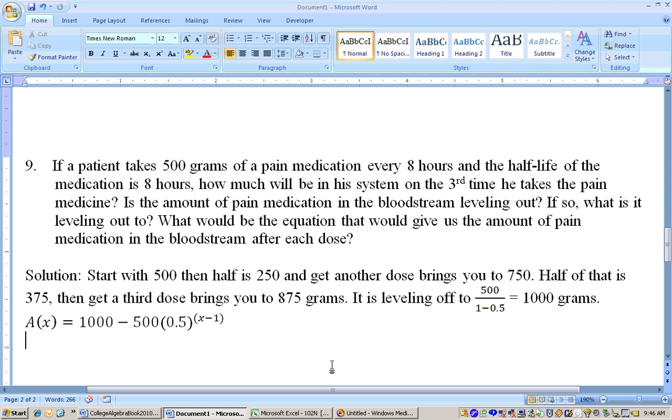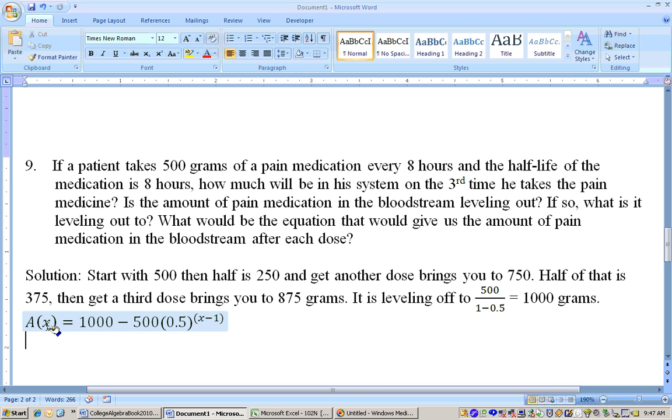Now, the equation is equal to the amount that it levels off to, 1,000, minus the amount that you started off with. Well, 1,000 minus 500 is 500, times the percent that remains, 0.5, raised to the x minus 1. So this should be the equation that would give us the amount of medication in the bloodstream after x amount of doses.